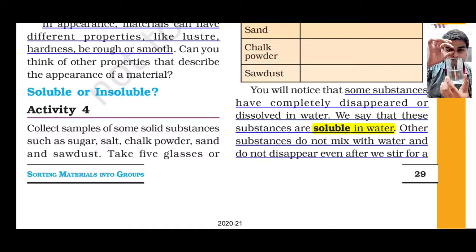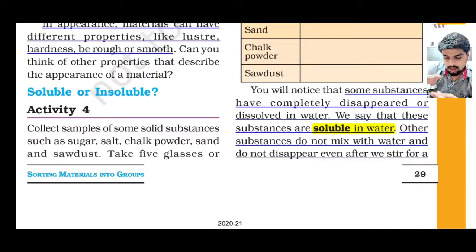So this kind of substance which dissolves or disappears in water is known as soluble in water. Let's take another example. If I put a stone, a white stone as you can see, in a glass of water and stir this water for half an hour or an hour, still this stone does not disappear or dissolve in the water. So some substances do not dissolve or disappear even after we stir for a few minutes.